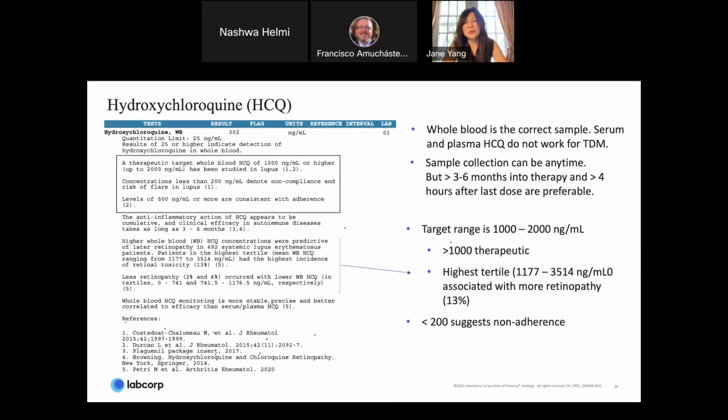So hydroxychloroquine is a good example of how TDM can help you ascertain and improve patient compliance, as well as achieve better outcomes by achieving target levels of drug while minimizing long-term exposure and toxicity. TDM can hopefully help you titrate to patient-specific minimum effective daily doses.